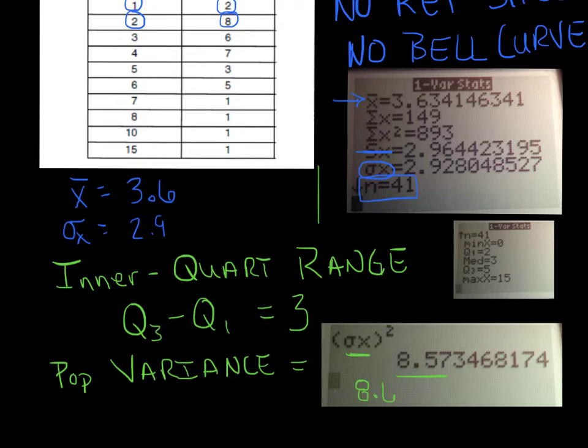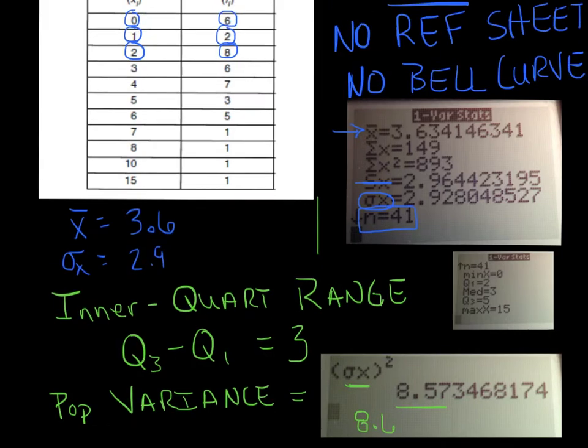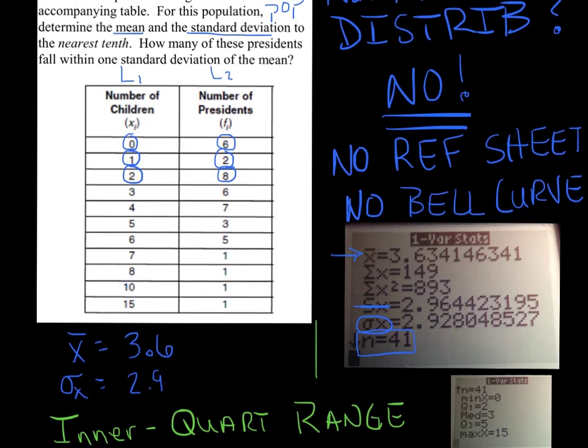All right, now the last thing we have to do on this particular problem is answer the last thing they asked for, and that was how many of these presidents fall within 1 standard deviation of the mean. Normally, if it was normally distributed, I could just say 68% of the presidents do, and I could figure out what 68% of the total here was. Well, it's not that simple because it's not normally distributed.